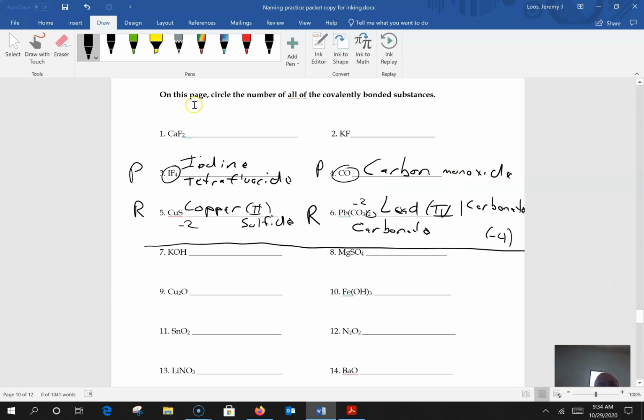Okay, and then these would just be the plain ones. They don't have any prefixes. They don't have any Roman numerals. So that's calcium fluoride. Notice no prefixes there. Difluoride is wrong. Potassium fluoride.